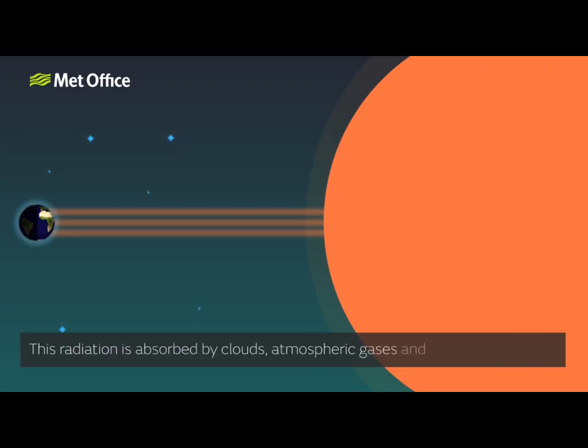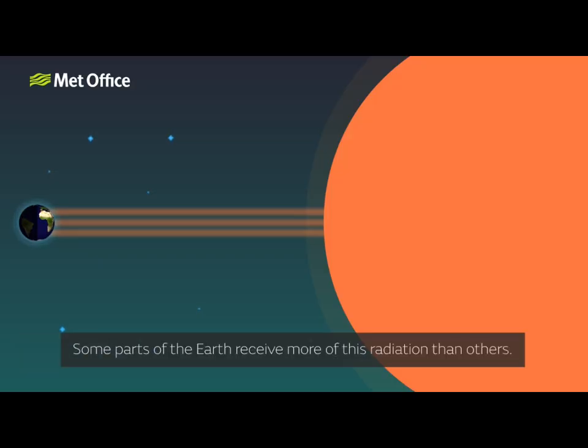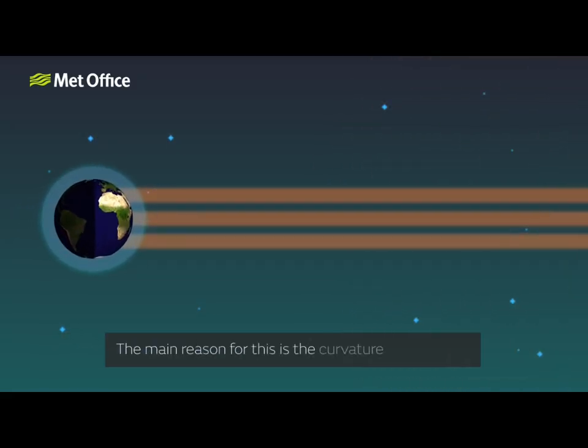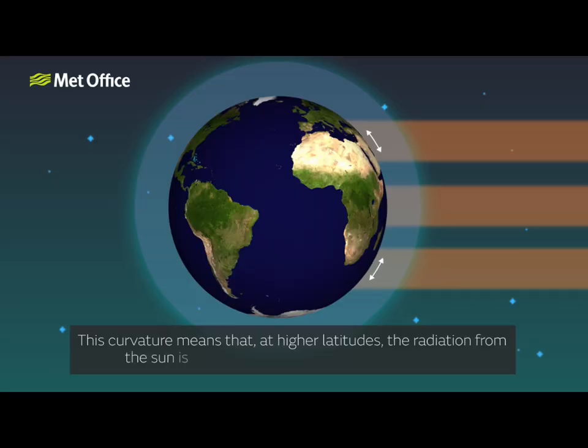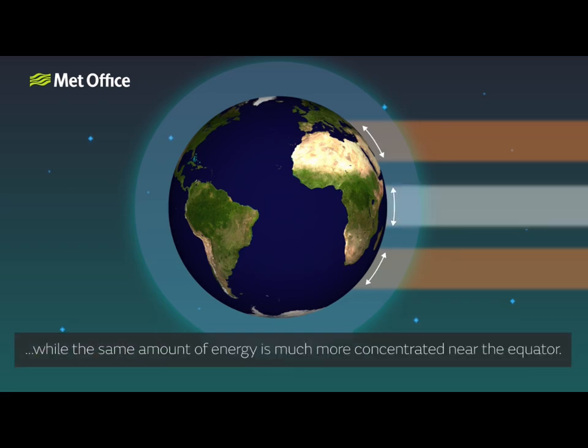This radiation is absorbed by clouds, atmospheric gases, and by the Earth's surface. Some parts of the Earth receive more of this radiation than others. The main reason for this is the curvature of the Earth. This curvature means that at higher latitudes, the radiation from the sun is spread over a much larger surface area, while the same amount of energy is much more concentrated near the equator.